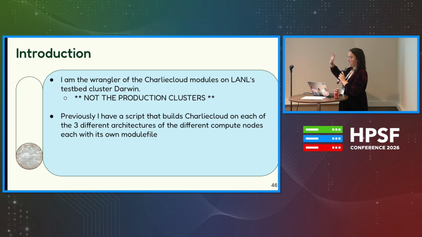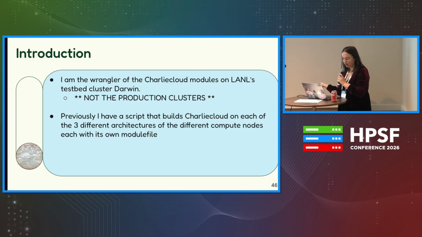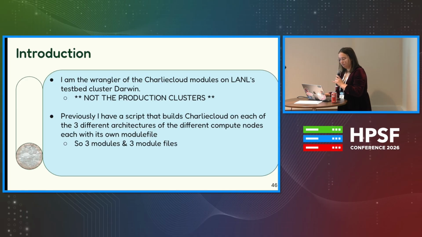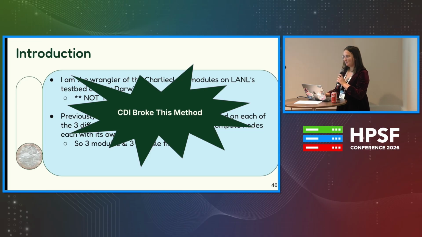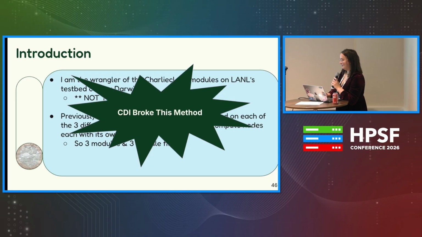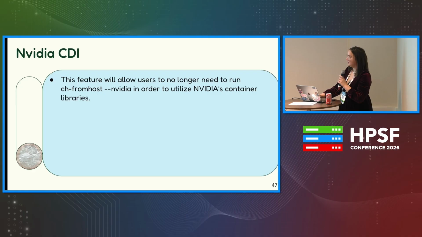Previously, before CDI changed some things, I just had one script, or I guess 3 scripts, that built Charliecloud on the 3 different architectures of the different compute nodes, and then each had its own module file. So 3 modules, 3 module files, 1 per architecture. CDI broke it, and I didn't realize it, so a user reported it, and then I was deep diving into fixing this for me. So just for a quick summary, NVIDIA CDI, pretty cool new feature.